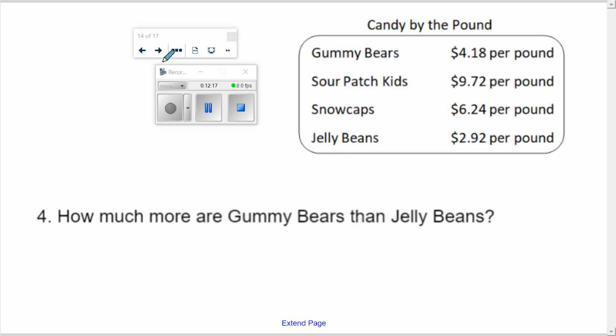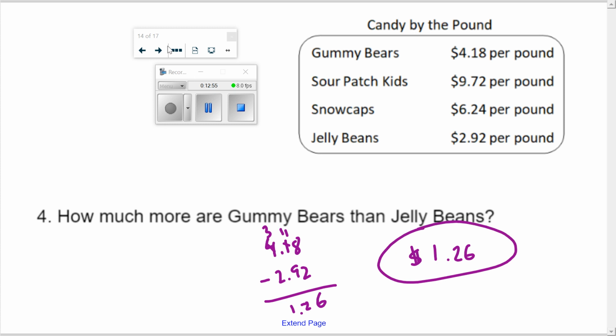Keeping on. How much more are gummy bears than jelly beans? It's just a subtraction problem. So gummy bears are $4.18 minus jelly beans are $2.92. 8 minus 2, 6. 1 minus 9 can't do that, so I'm going to borrow and regroup. So that becomes 11 minus 9 is 2. Put a decimal point there because you line up decimal places. 3 minus 2 is 1. So how much more are there? They are $1.26 more.